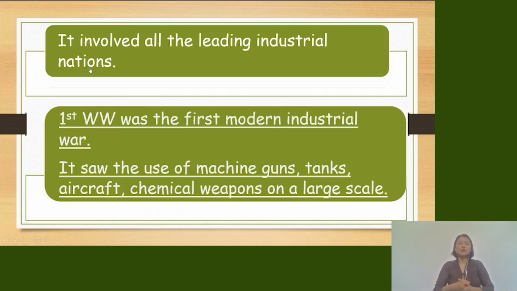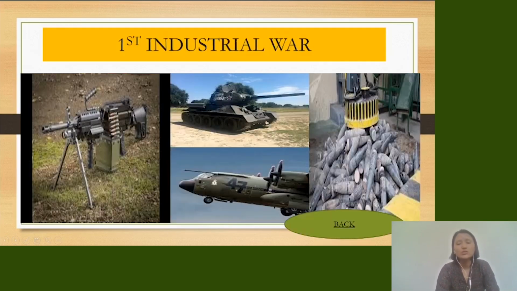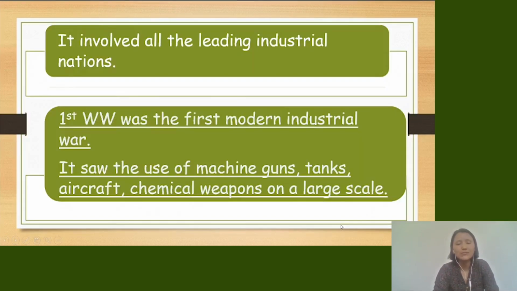The First World War was called the First Modern Industrial War. Why is it called the First Modern Industrial War? Because for the first time in a war, there was the use of machine guns, tanks, aircraft, and chemical weapons on a very large scale, which were made by industry. Because of that, it is known as the First Modern Industrial War.